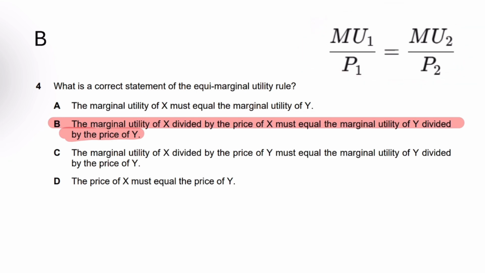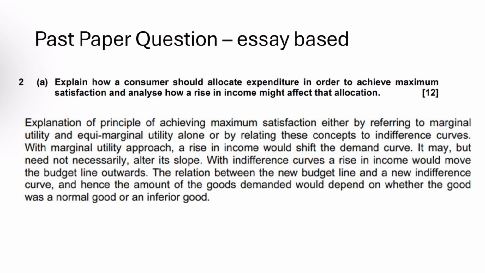Over here we have a past paper question which is essay-based. It's asking to explain how a consumer should allocate expenditure in order to achieve maximum satisfaction and analyze how a rise in income might affect that allocation. It does include the topic of indifference curves, which we'll explain in later videos. However, feel free to pause and attempt to answer and look at the mark scheme I put below.